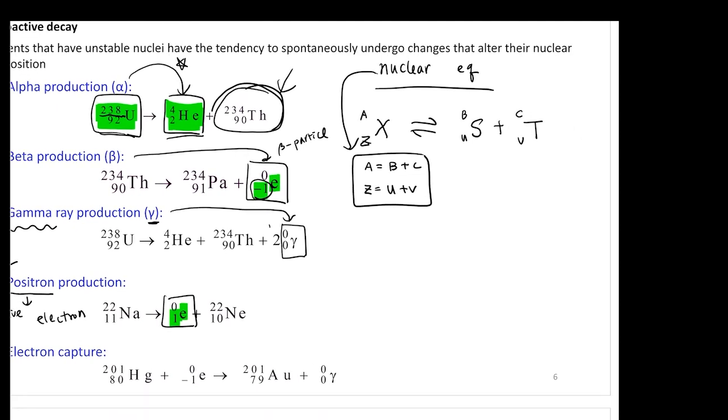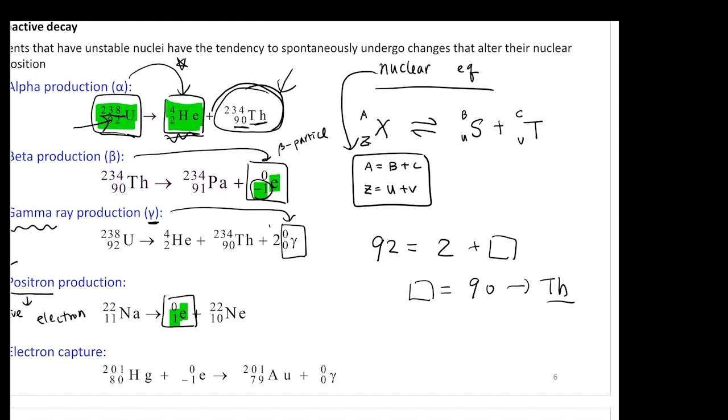So let's focus on your atomic number, or the proton number. Initially you have 92. Once you produce your alpha decay, you already consume 2 protons. Therefore, the remaining protons has to be 90. So once you figure out the remaining proton number is 90, you go back to your periodic table. 90 is going to tell you you're going to have Th. So you can write Th 90.